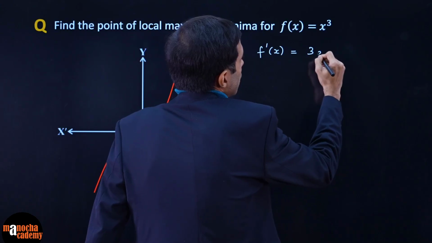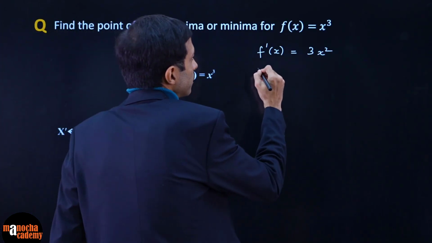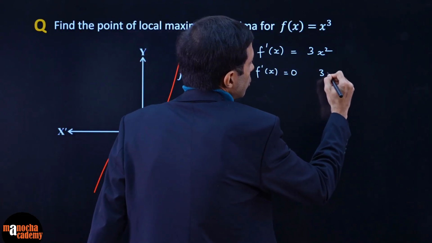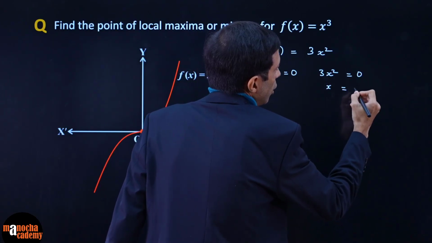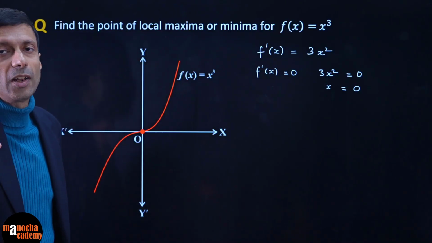So the differentiation of this is 3x square. Then put f dash x equal to 0, which means 3x square equals 0. What are we getting? The only option we are getting is x equal to 0. Only one point we are getting, and this is our critical point.